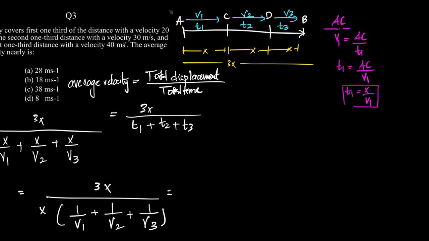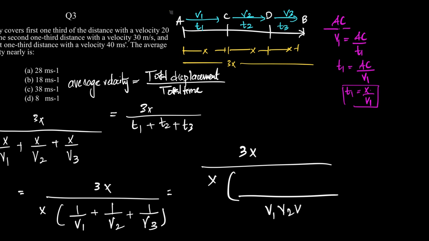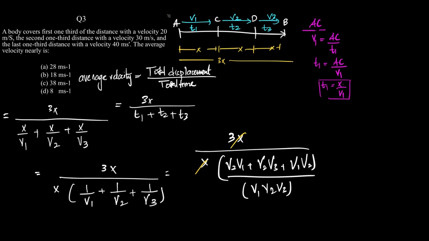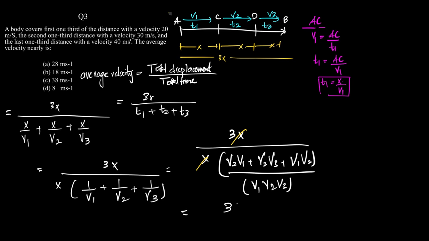Okay, now how much would this be equal to? This would be equal to 3x the whole upon x times. We know that the LCM is v1, v2, v3, right? And here it will be v2 v3 plus v1 v3 plus v1 v2. I don't need to derive this again. x and x will get cancelled. So what will be the final average velocity? It would be nothing but 3 times v1 v2 v3 the whole upon v1 v2 plus v2 v3 plus v3 v1.